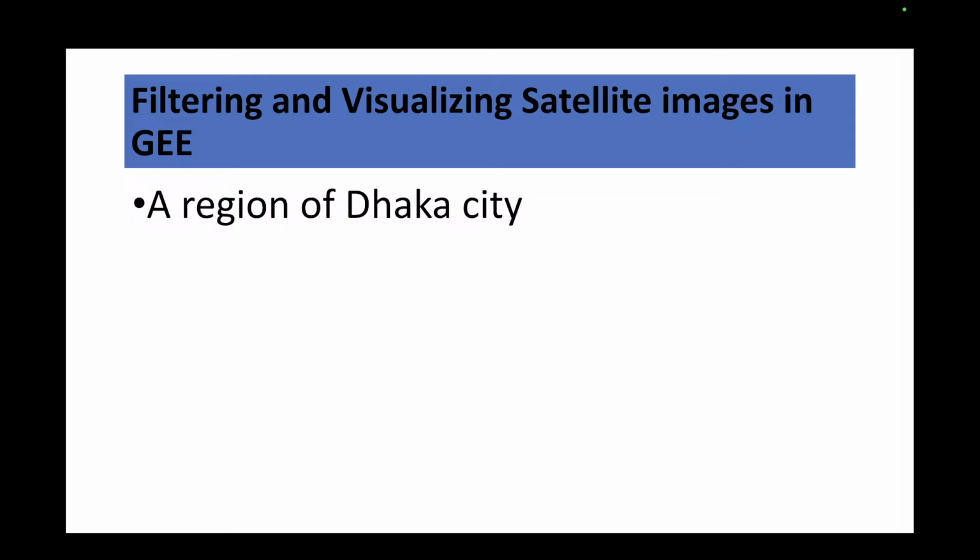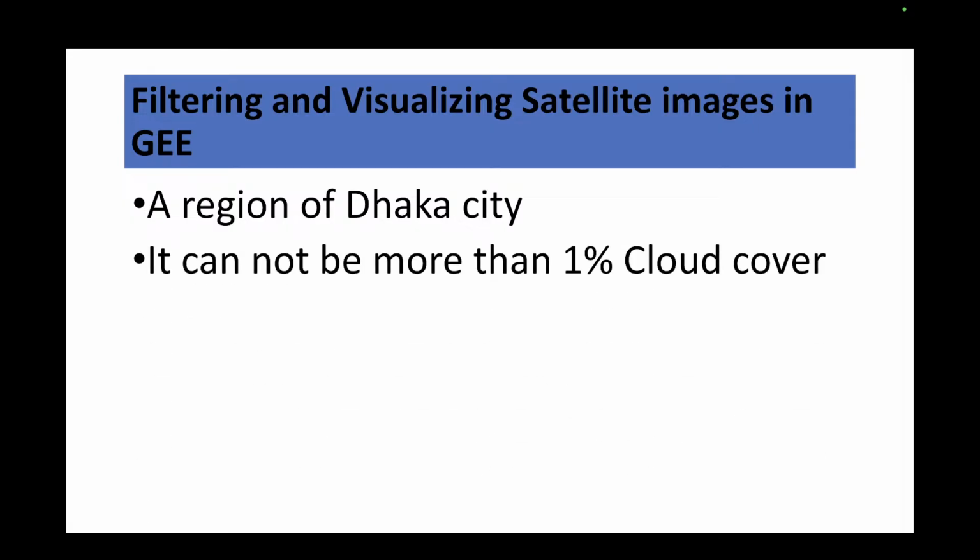When you filter your image collection, it can be Landsat or Sentinel. The first factor is that you need your boundary, your shapefile. Suppose I need the satellite image for the Dhaka city boundary. This is my first factor for filtering. Second factor, filtering image metadata. Suppose I need the images to have not more than 1% cloud cover. I want only those images which have not more than 1% cloud cover. This is another factor for filtering.